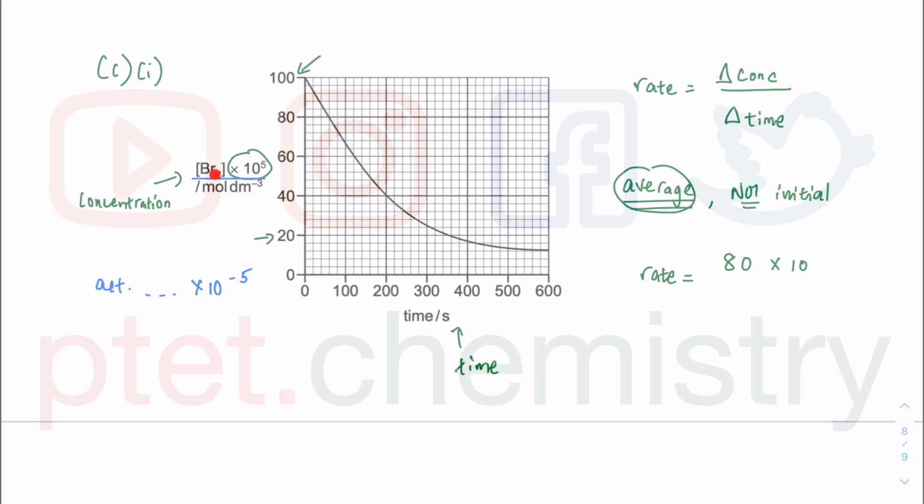Then what happens is you multiply this value by 10 to the 5 to get you to 20, 40, 60, 80, and whatever. So the actual value is going to be times 10 to the minus 5. For example, if you have 20 times 10 to the minus 5 mole per dm cube, that is small. But what you're seeing here is 20 because you multiply this thing by 10 to the 5 in order to give you this reading on the graph.